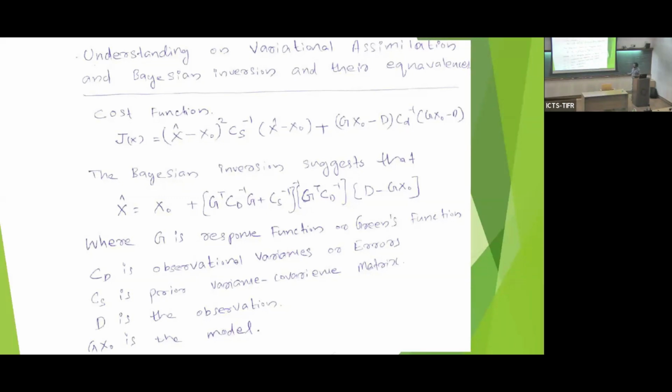So this is the cost function we all know, and the Bayesian inversion suggests that the cost function is minimal if this property is followed. G is the response. Here I used CD instead of R, okay, don't worry about that, just a different notation. CD is the observational variance or error, and GCS is the prior, D is the observation, and GX naught is the model. Where is the adjoint here? I am also confused. All right.